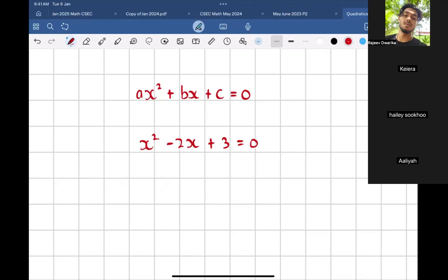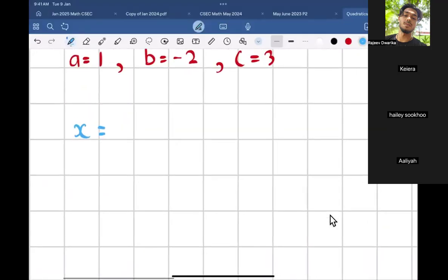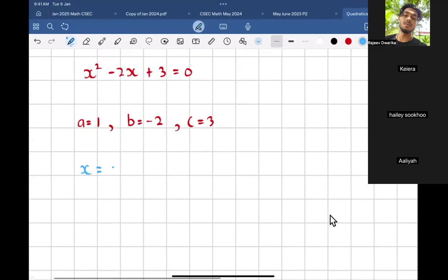X is equal to, I don't think you all see the screen. That's weird. It's real weird. Okay, yeah. Somebody tell me the formula real quick. Minus b plus or minus the square root of b squared minus 4ac over 2a. Right. So let's solve now.